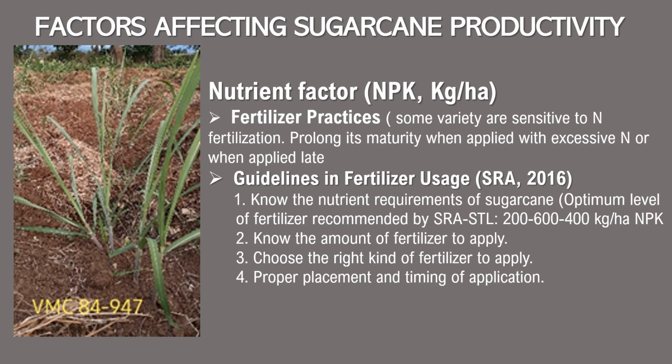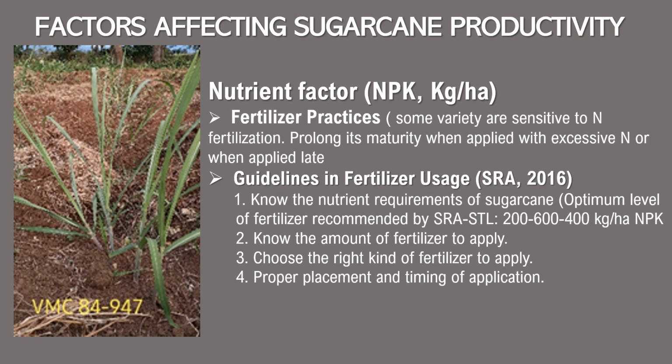So according to the SARAi in 2026, these are some of the guidelines in fertilizer usage. The first is you have to know the nutrient requirements of sugarcane. Okay, so how are you going to do this one? You have to subject your area to soil analysis. But then, kung hindi kayo nakapag-soil analysis, mayroong optimum level of recommendation na ginawa ang SRA Soil Testing Lab. They have a general recommendation of 200, 600, 400 kilogram per hectare of NPK. So, yun ang gagamitin nyo kung hindi pa na-analyze ang lupa nyo.